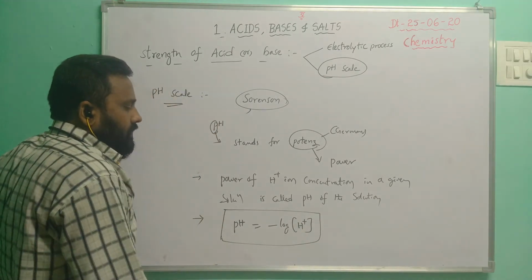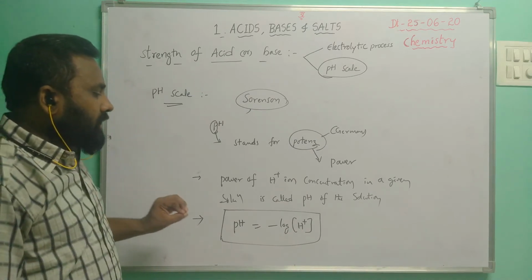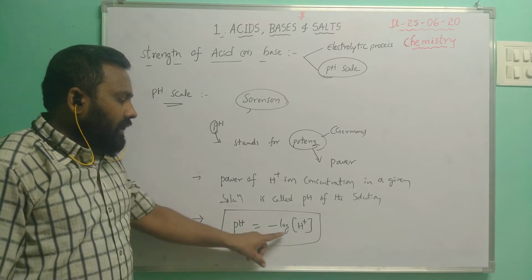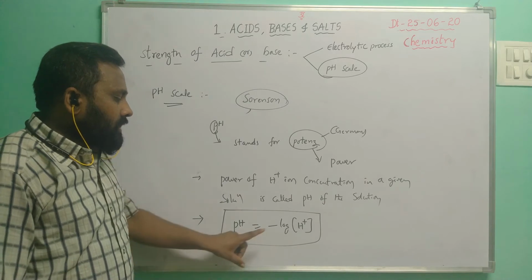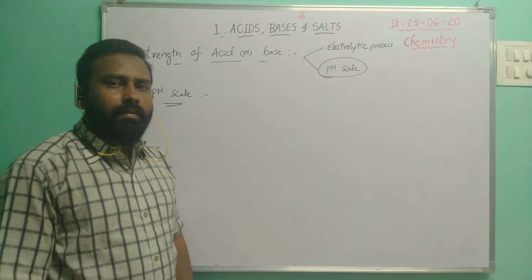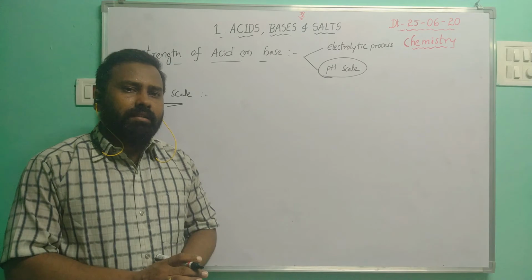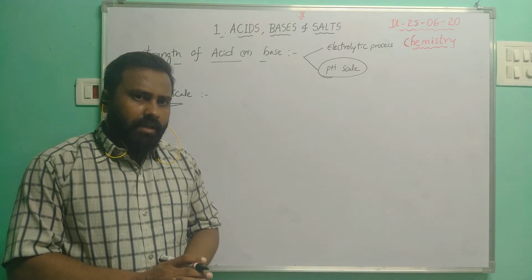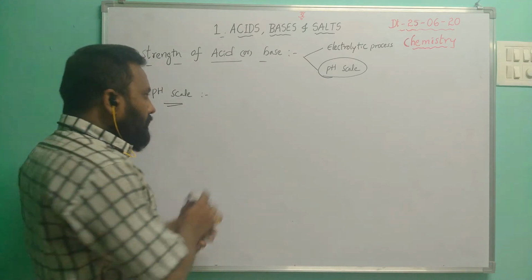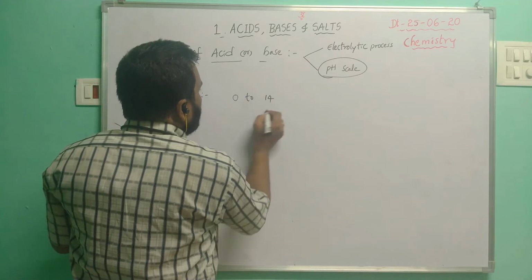To neglect the negative power of the H plus ion concentration, we just applied the logarithm, introduced by Sorensen. And pH is measuring the H plus ion concentration in a given solution. Simply, pH is a number. pH values are 0 to 14, right?